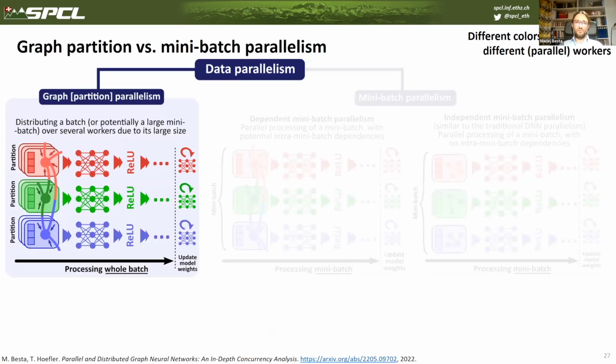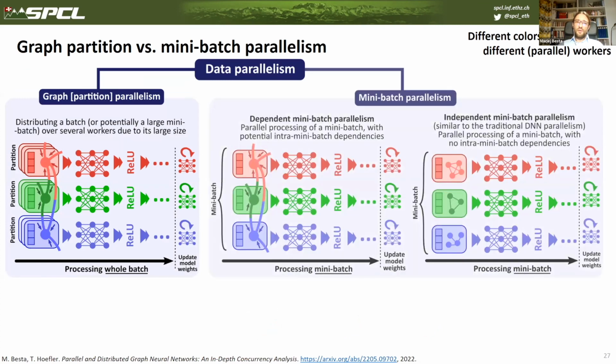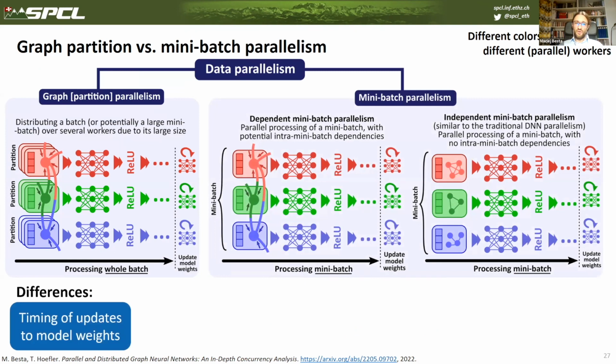Right? Now if we compare these two forms of data parallelism, we'll see the following differences. The crucial difference between these two is the timing of updates to model weights. Namely, we use graph partition parallelism usually together with full batch training, because we process the whole graph that we can't fit into a single memory, which means that in that scheme, we apply the updates to model weights after processing the whole batch. While in the mini-batch parallelism, we update the weights after we finish processing a given mini-batch. Right? So that's one crucial difference in the design of the whole GNN pipeline for data parallelism.